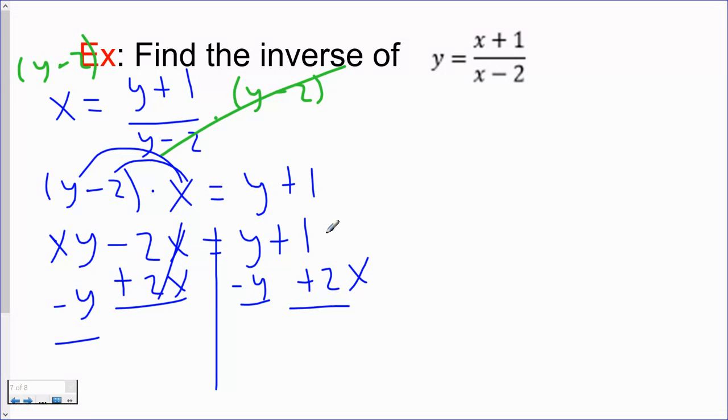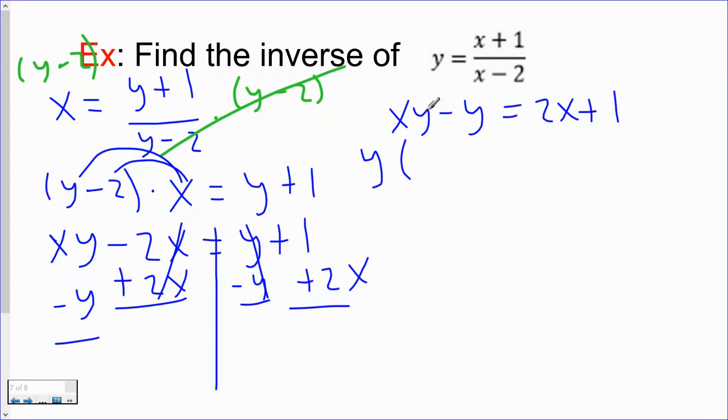So what I end up having is xy minus y equals. So this was gone. Here's my xy. Here's my minus y. Over here, this is gone. And I have a 1 plus a 2x, or a 2x plus 1. Now, the whole idea behind this is now that you have a y that's common, we can take a GCF. So I'm going to GCF out a y.